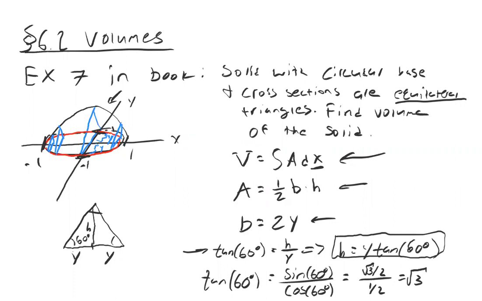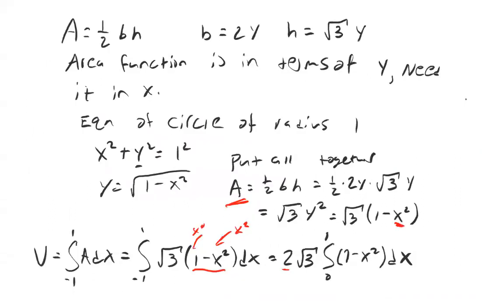So now that I have everything in terms of Y, I realize I'm not integrating with Y, I'm integrating with X. So I use the fact that I have a circle, and I use the equation of a circle to figure out what Y is in terms of X here. And from there, I just plug that all together, and I get my area function in terms of X, and I integrate that. So pretty straightforward.